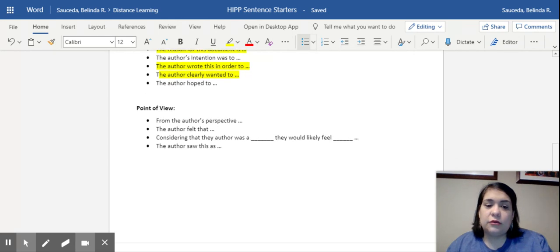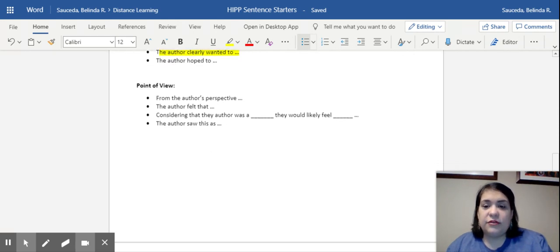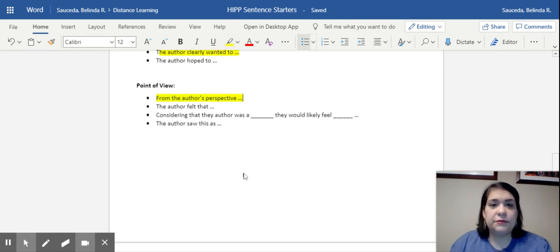The point of view is another one that you can use from the author's perspective. So let's think of another document. Anybody want to recommend a document?